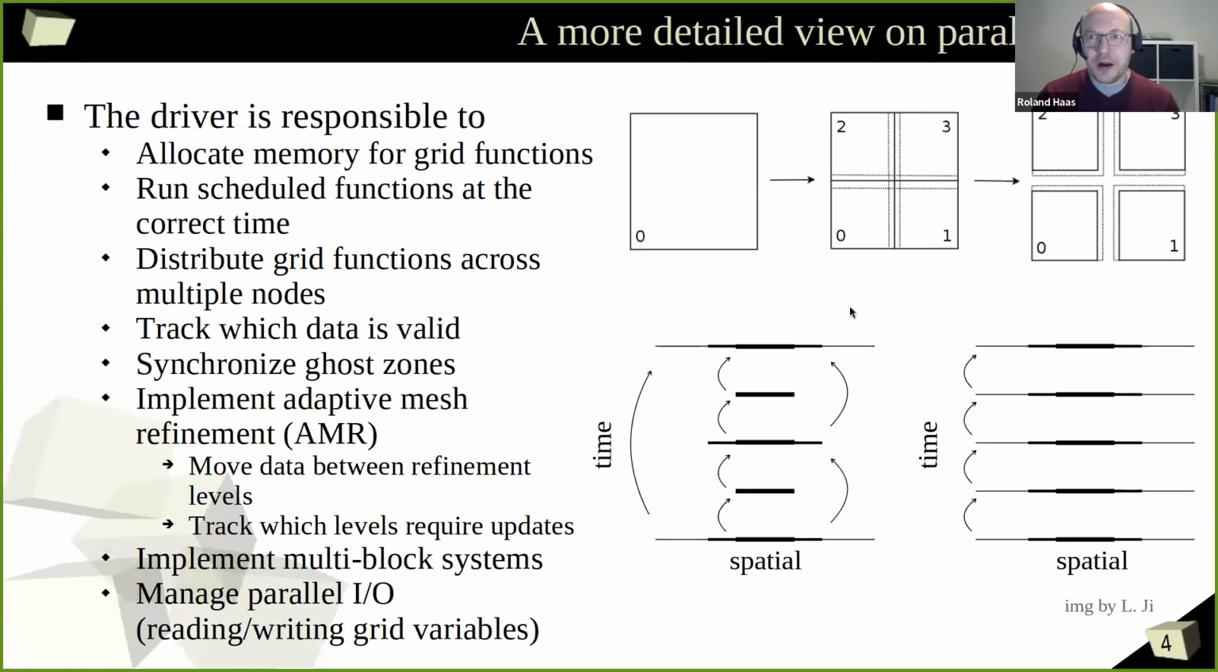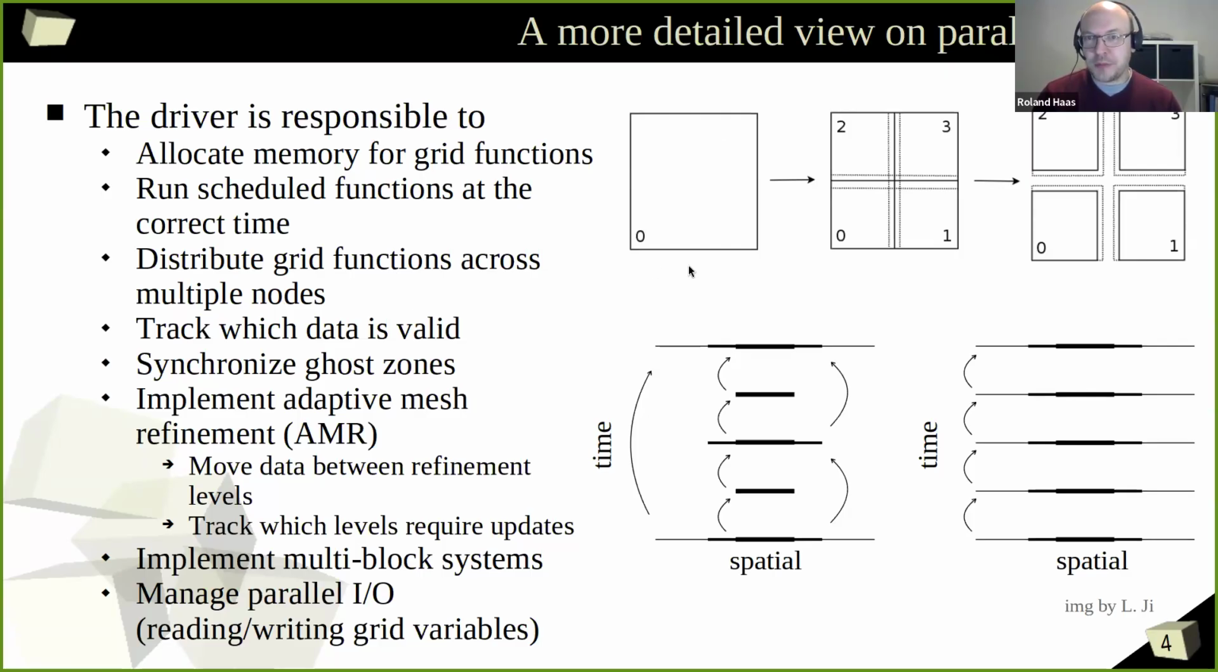All right, so let's take a little bit more of a detailed view on parallelization. So that's kind of a lower level view of what's going on. And Eric, who will be speaking after me, will go into the design decisions and internals of CarpetX. So in this case, a driver is responsible to allocate memory for grid functions. It handles memory, it's the one that allocates it. It's the one that actually runs the scheduled functions at the correct time. It's told by Cactus when they're supposed to run, but it's the one who actually makes the function call to them. It is responsible to distribute grid functions across multiple nodes, one way or the other, right?